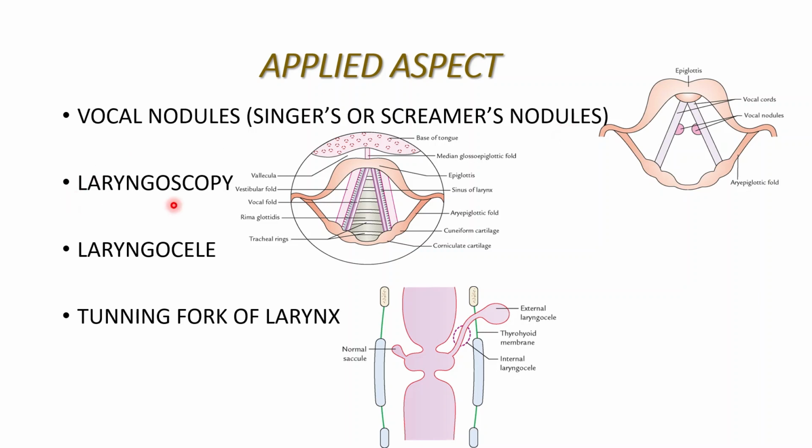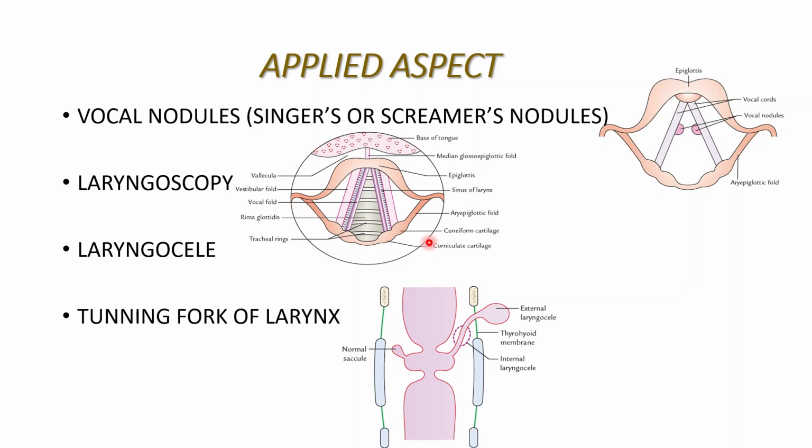Next is the laryngoscopy. The laryngoscopy is the procedure where the interior of the larynx is inspected. There are two types, where one is called the direct laryngoscopy, the second is called the indirect laryngoscopy. In case of the indirect laryngoscopy, the interior of the larynx is visualized through the laryngeal mirror, and the following structures are visualized, as we can see in this picture.